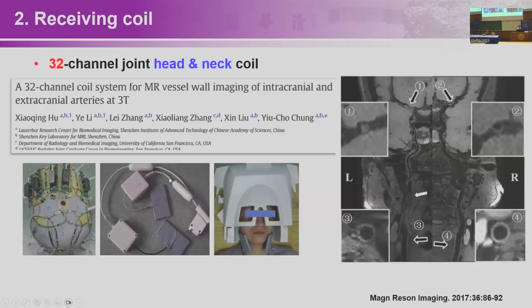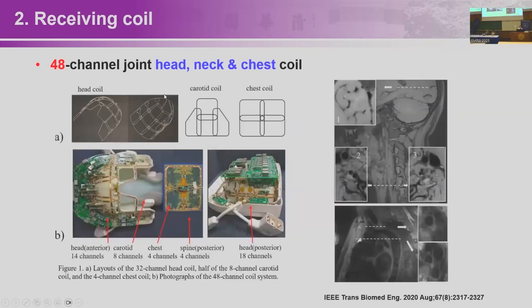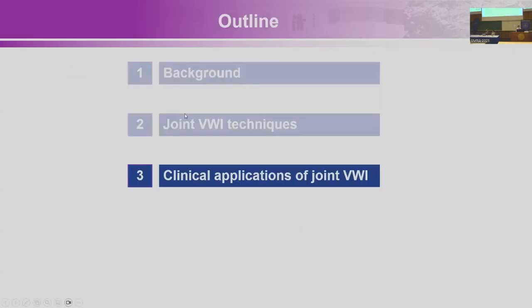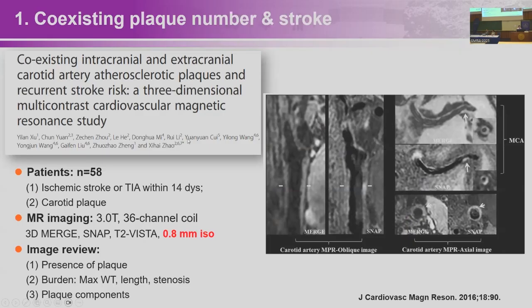Another group from Shenzhen, China, also designed a 32 channel joint head and neck coil and a 48 channel joint head, neck, and chest coil. They also obtained high quality joint vessel images for both intracranial and extracranial vasculatures. So here I'd like to share the results about using this technique to investigate coexisting atherosclerosis.